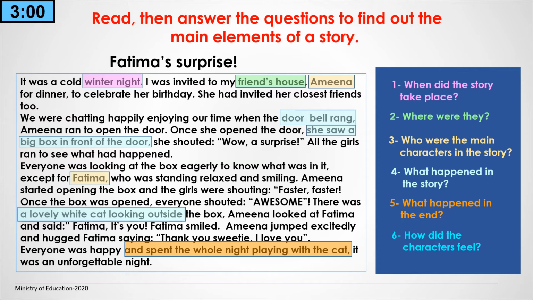Number 4, what happened in the story? The doorbell rang. She saw a big box in front of the door and a lovely white cat looking outside the box. What happened in the end? At the end, they spent the whole night playing with the cat. How did the characters feel? Happy.